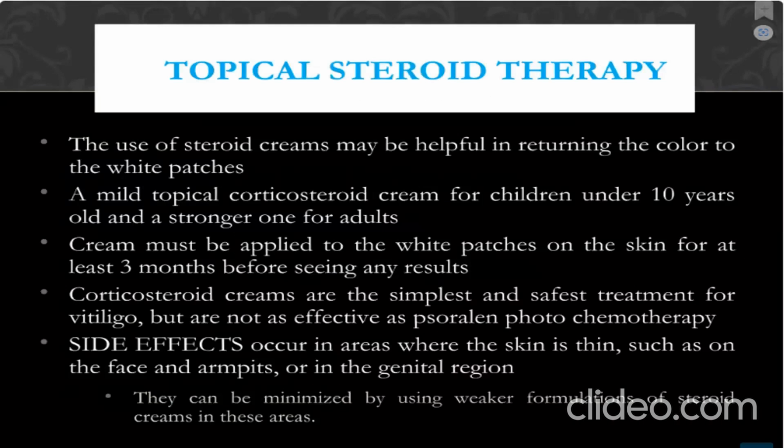Then topical steroid therapy. The use of steroid creams may be helpful in returning the color to the white patches. A mild topical corticosteroid cream for children under 10 years old and a stronger one for adults. Cream must be applied to the white patches on the skin for at least 3 months before seeing any results. These corticosteroid creams are the simplest and safest treatment for vitiligo, but are not as effective as psoralen and photochemotherapy.